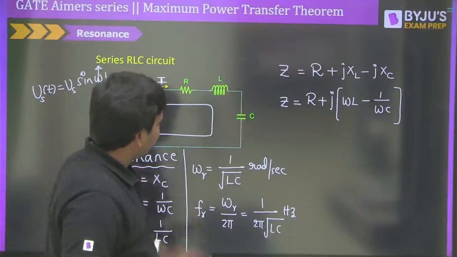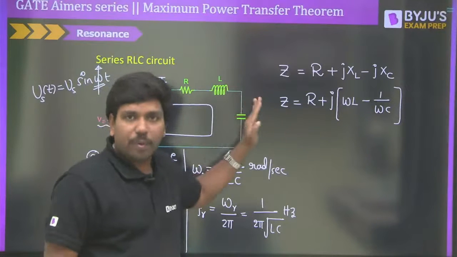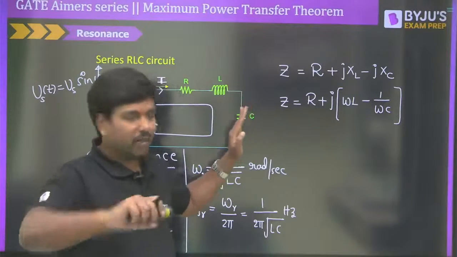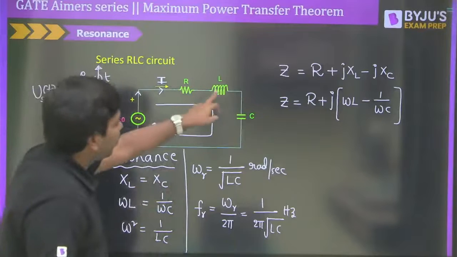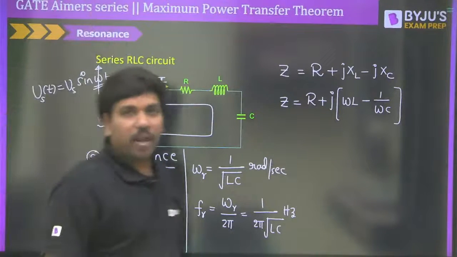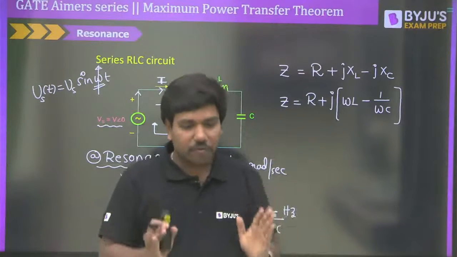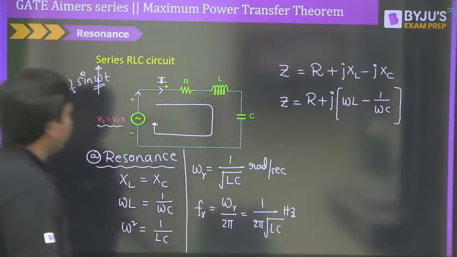In case of instrumentation, frequency will be constant and we will change the value of capacitance. In case of electronic circuits, inductance and capacitance are constant and we will change the frequency. But ultimately the concept of resonance remains the same. Is it clear to every one of you? Please let me know in the comment section.